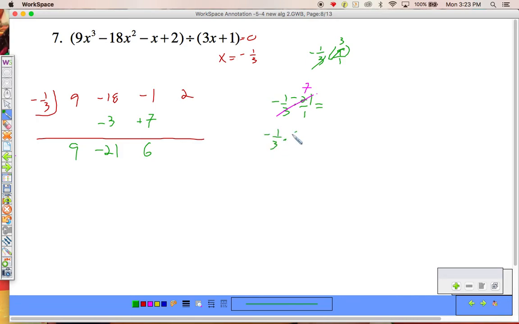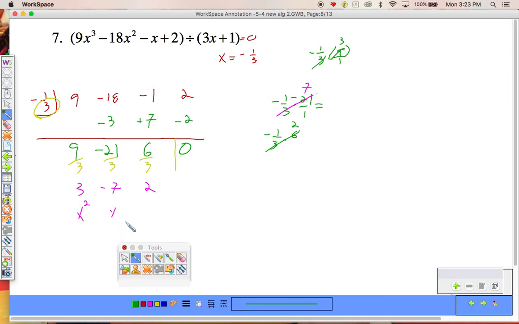Negative 1/3 times 6 is negative 2 with a remainder of 0. All right, this is the different part. When you have a fraction in that little backwards L, you need to divide all three of your polynomial terms, not the remainder, by that denominator. You get 3, 7, 2, which is my x squared, my x, and my number.